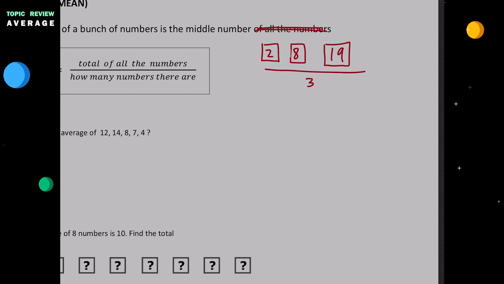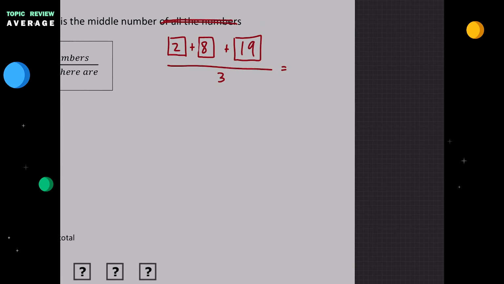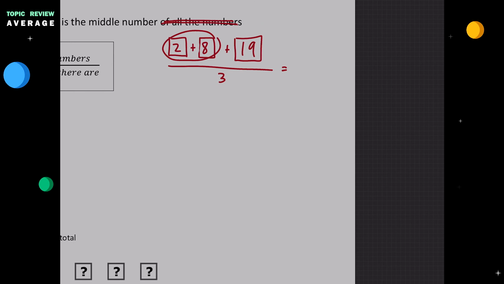Again, imagine these are your 3 numbers. I'll put it in boxes, and then to find the average of these 3 numbers, we add them up and we divide it by how many numbers there are. There are 3, and you get your answer. In this case, 2 plus 8 is 10. 10 plus 19 is 29.